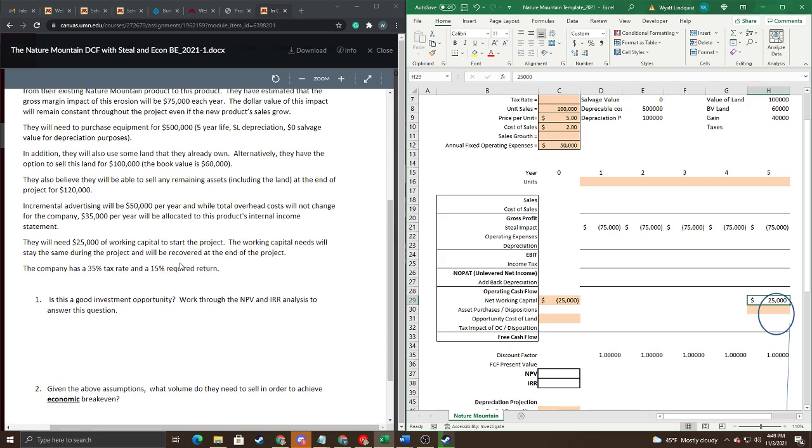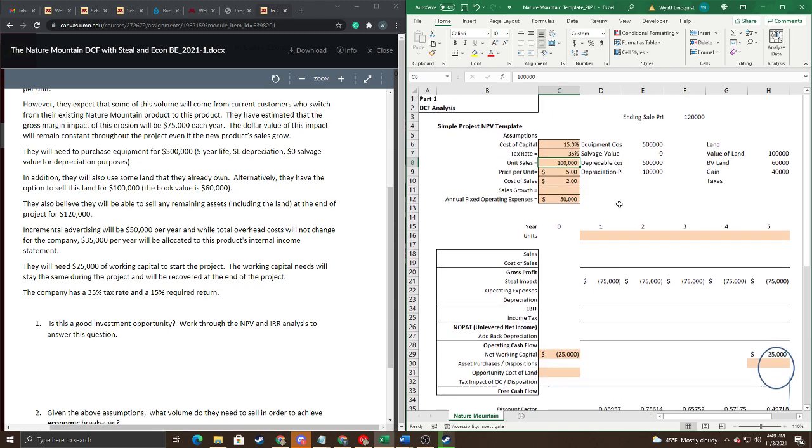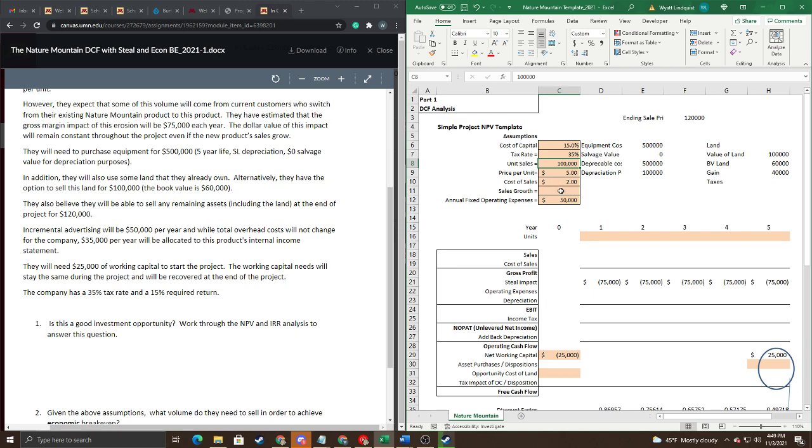And then finally, our last two assumptions: we have our cost of capital, or our required rate of return, of 15%, and then our tax rate of 35%. We never hear anything about sales growth, so we're just going to assume that it stays constant, and there's no sales growth.